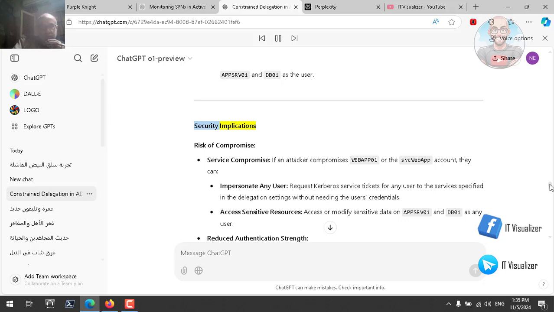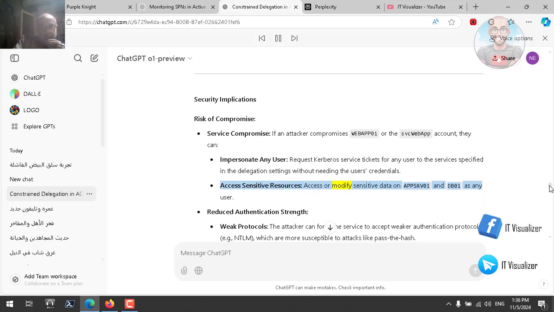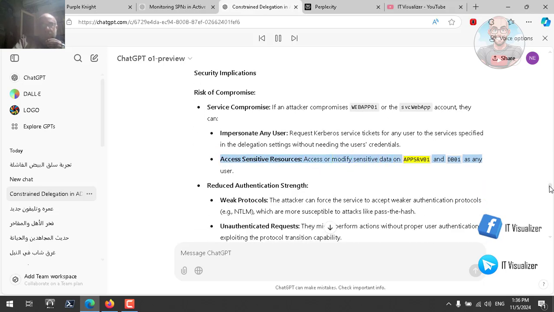Security implications. Risk of compromise. Service compromise: if an attacker compromises WebApp01 or the SVC-WebApp account, they can impersonate any user, request Kerberos service tickets for any user to the services specified in the delegation settings without needing the user's credentials, and access or modify sensitive data on APPSRV01 and DB01 as any user.